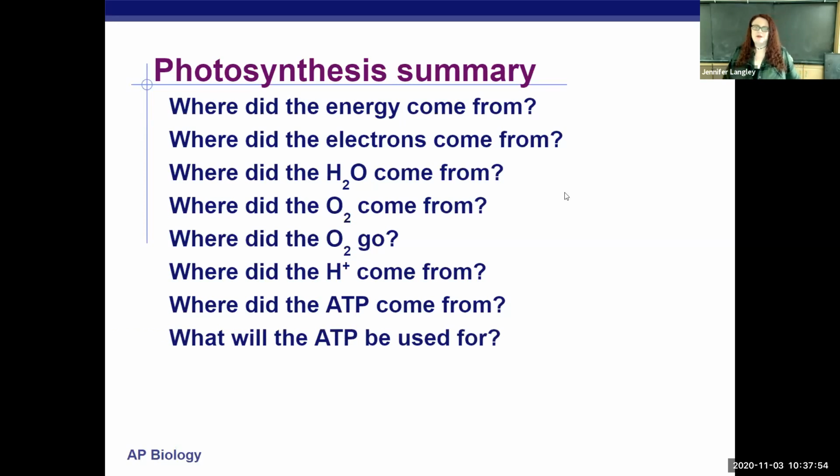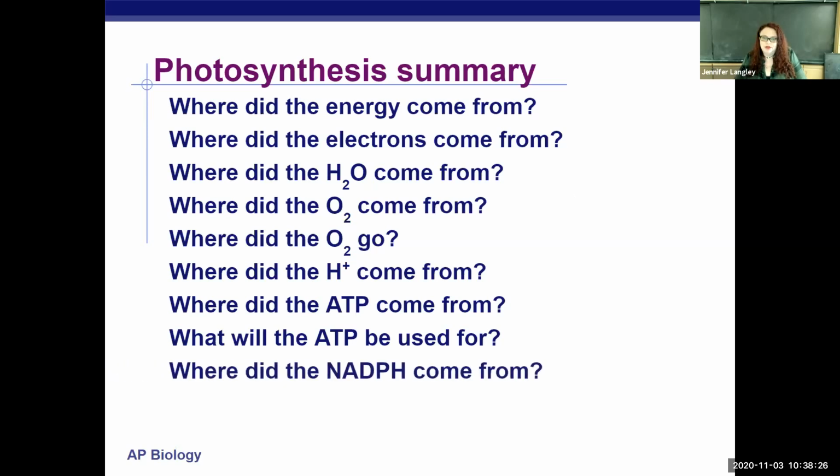What are we going to use that ATP for? Why do cells need ATP? Yep, all the cell processes, everything the cell needs. We're also going to use some of that ATP to basically make our sugar to store our energy.